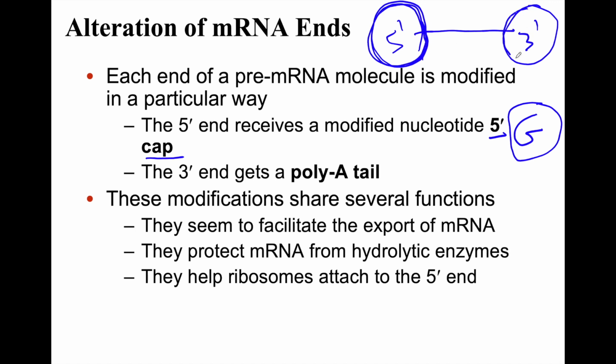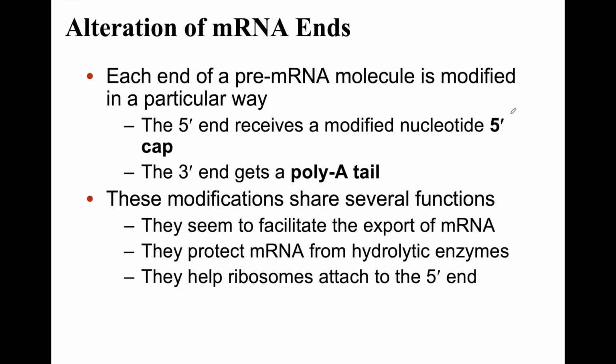Then on the 3' end, we're going to add what's called a poly A tail. Okay, recall poly means many, and A is referring to the A base. So what we're going to do is add 200 A bases onto the end of this RNA molecule. So those are 2 out of the 3 things you do during RNA processing. Now before we talk about the third, let's talk about why you do these 2.